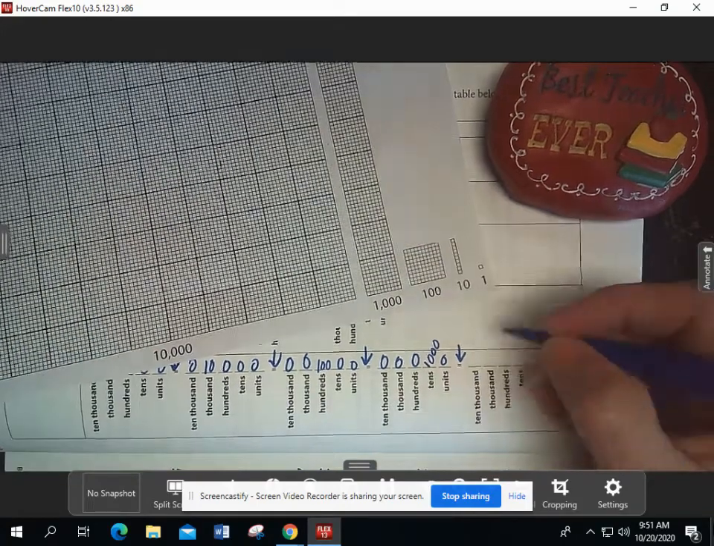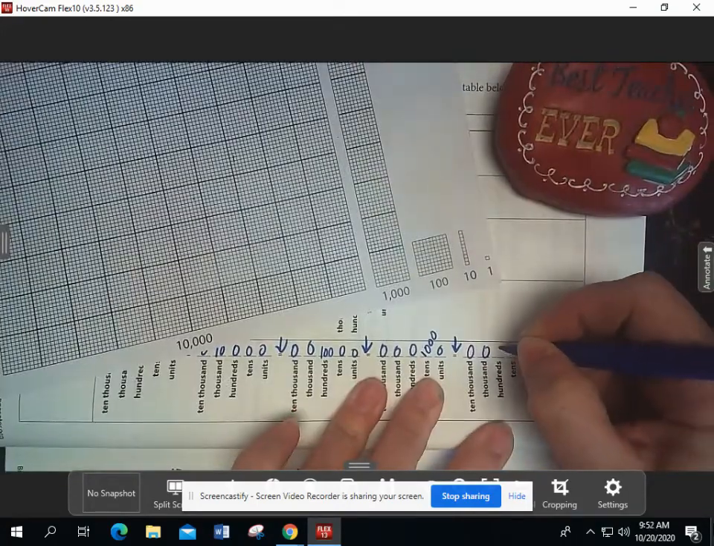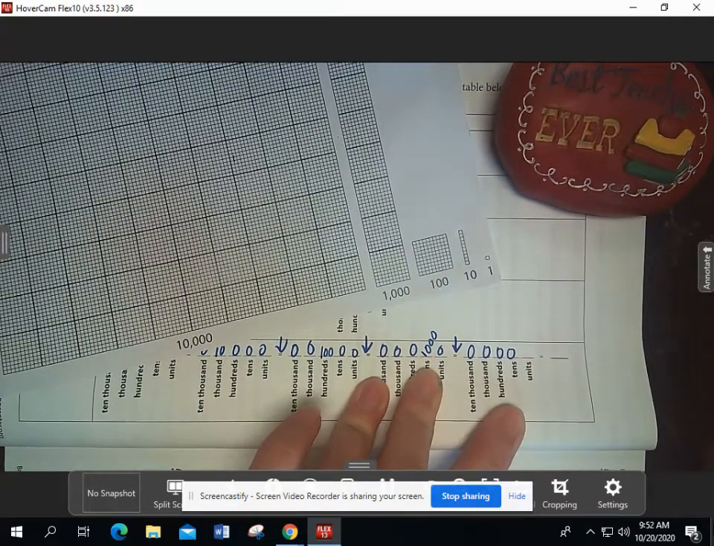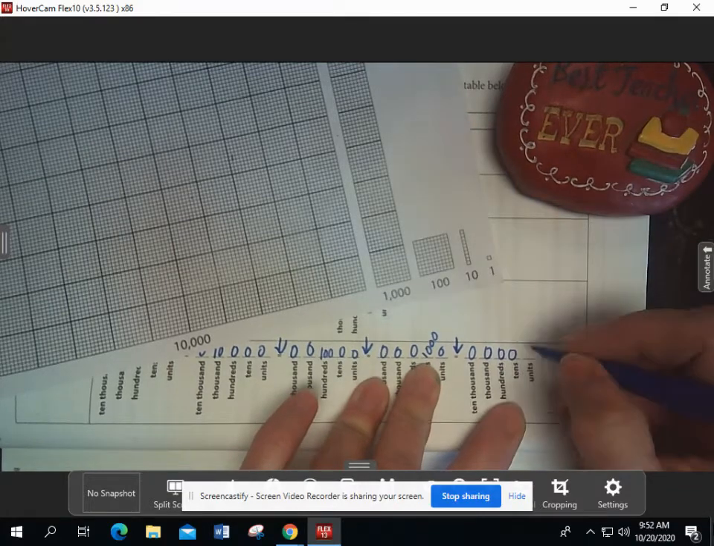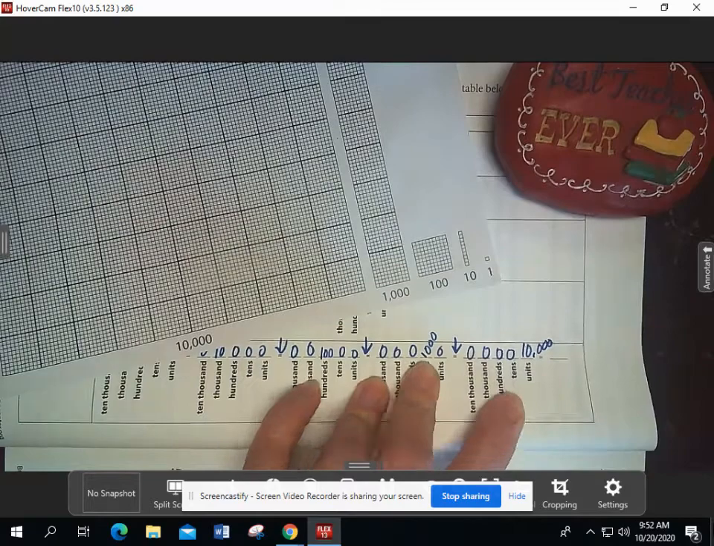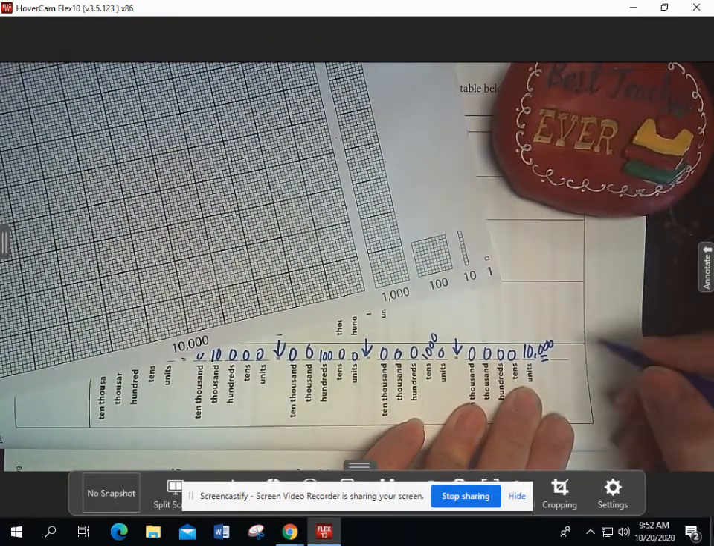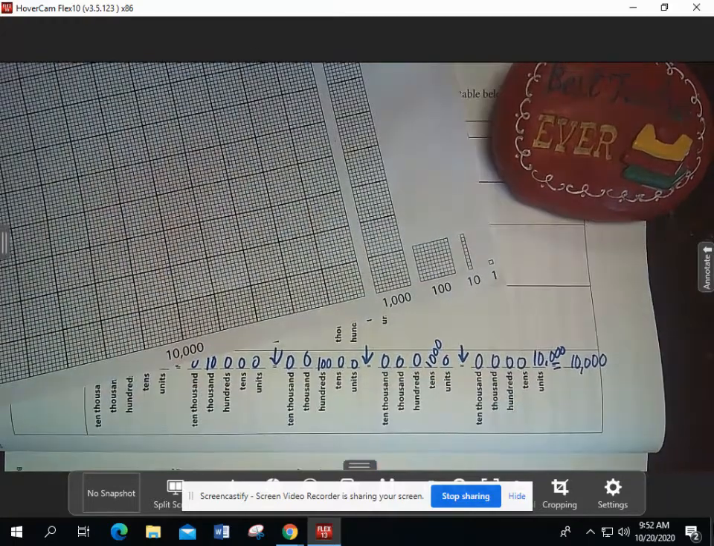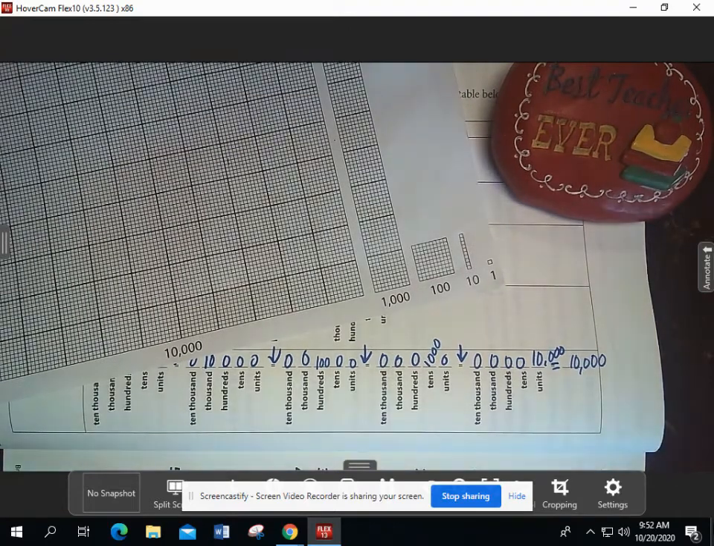So if we're talking about units, we're not talking about 10,000s, and we're not talking about thousands, and we're not talking about hundreds, and we're not talking about tens. How many units would that be? Luke? 10,000. Way too many units. That's an awful lot. I don't need that many units.